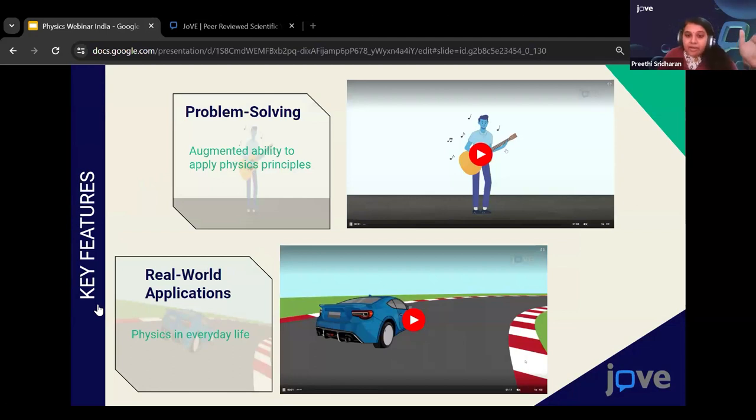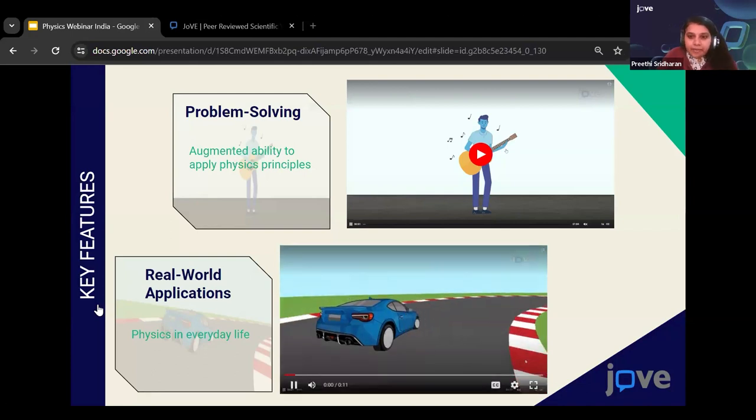And next we have a real world application video, which is on the dynamics of circular motion and its application. This particular video about a car demonstrates the practical application of a car moving in circular motion at different directions and speeds, and how a racing course has been designed based on this. I would encourage you to watch these two videos from our website.